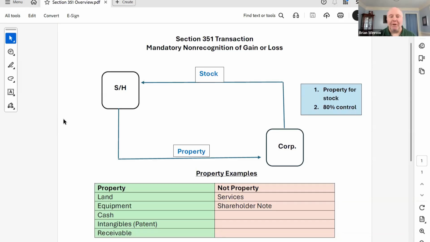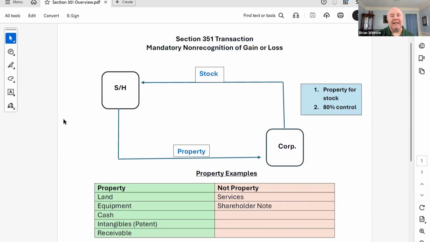So we're dealing with Section 351, and what Section 351 is, is a mandatory non-recognition of gain or loss. So if you have property and you're wanting to form a corporation, and you want to recognize a loss, then you need to make sure that you're not meeting the requirements for a 351 transaction. Because if you meet these requirements for a 351 transaction, you cannot recognize that loss and you cannot recognize any gain. Okay, so this is mandatory non-recognition if you meet the requirements.